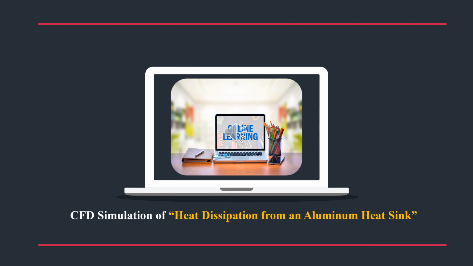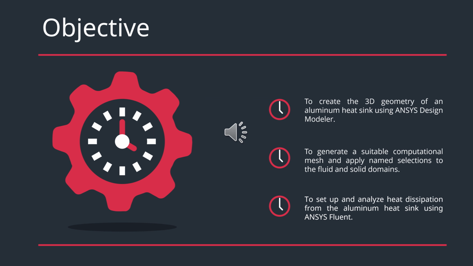So today's simulation will be a CFD simulation of heat dissipation from an aluminum heatsink. These are the objectives: to create a 3D geometry of an aluminum heatsink using ANSYS DesignModeler, to generate a suitable computational mesh and apply named selections to the fluid and solid domains, and to set up and analyze the heat dissipation from the aluminum heatsink using ANSYS Fluent.